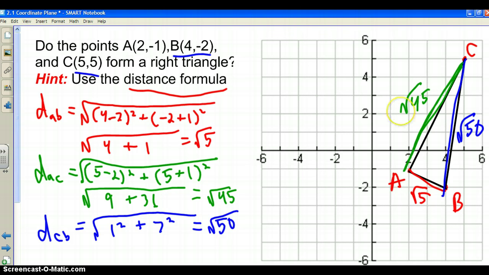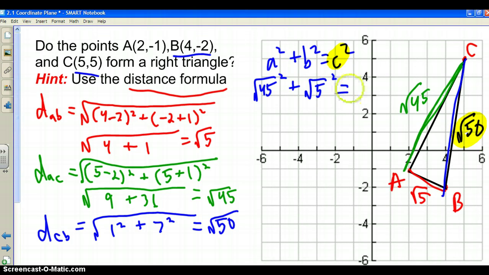Now I know all 3 sides, but that doesn't prove anything yet. What we really need to do is apply the Pythagorean theorem. A squared plus B squared equals C squared. If I plug in these 3 values and it makes that statement true, then I have proven this is in fact a right triangle. I know that this one has to be C if it is in fact a right triangle, because it's the biggest side. C is always the biggest. So I'll put these interchangeably at A and B there. So square root of 45 squared plus square root of 5 squared equals square root of 50 squared.